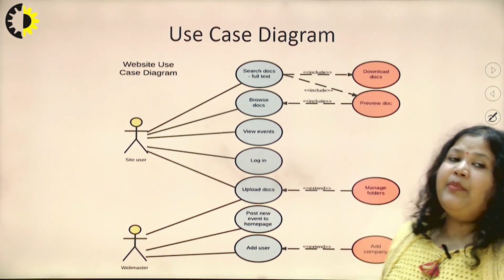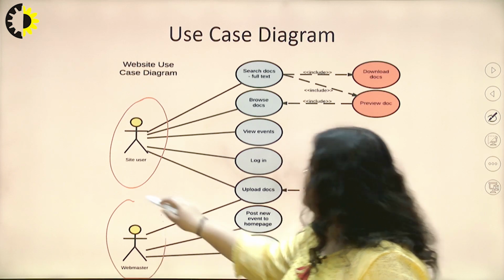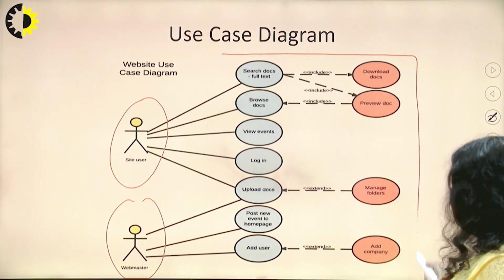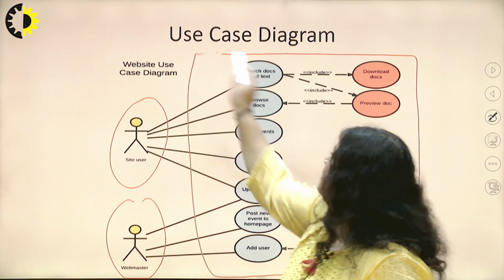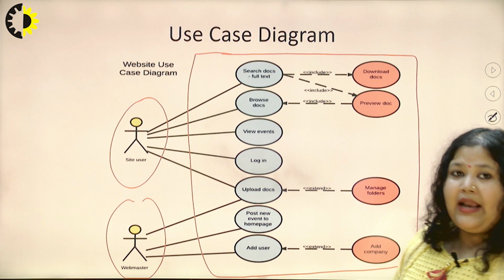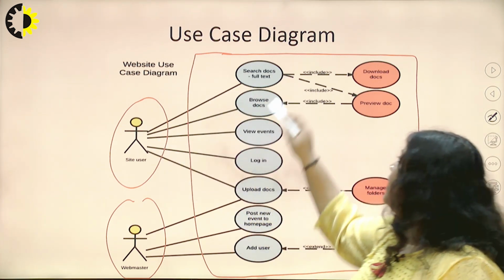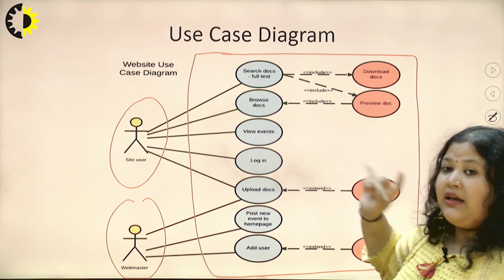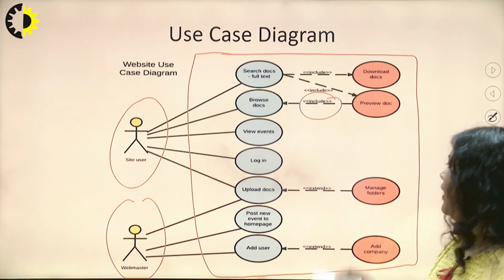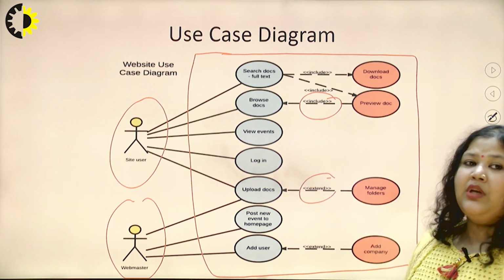This is an example of a use case diagram. These are the actors. This is the system boundary. This system boundary we define with a number of use cases connected with association lines. There are also two fundamental relationships, include and extend, which we define with respect to the use cases.